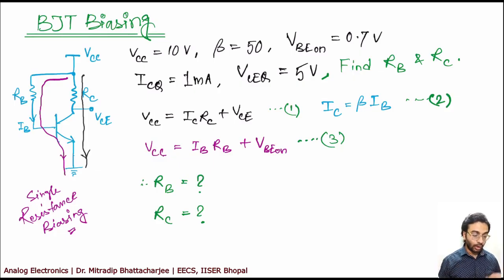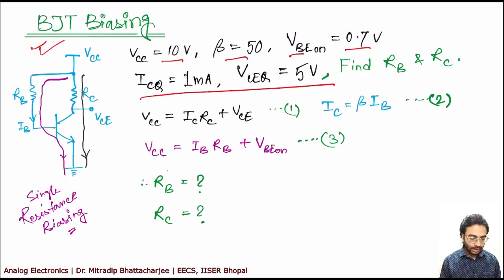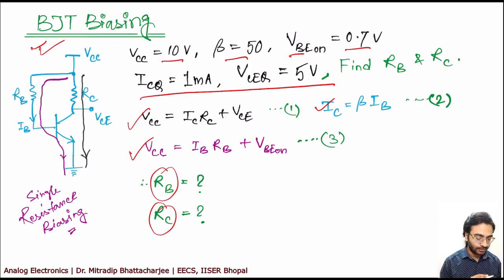Okay, so we have already seen the BJT biasing conditions. This is a typical BJT biasing, which is also known as single resistor biasing, wherein we have seen how to solve this given different parameters. The idea was to find the value of RB and RC. We found there are three equations, and we can solve those three equations in order to figure out what RB and RC are.